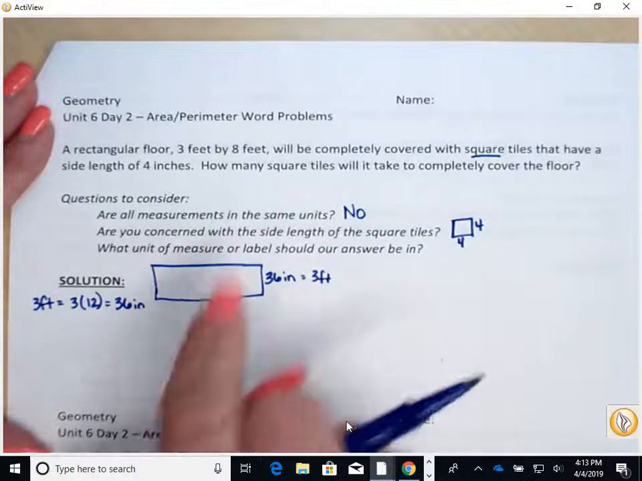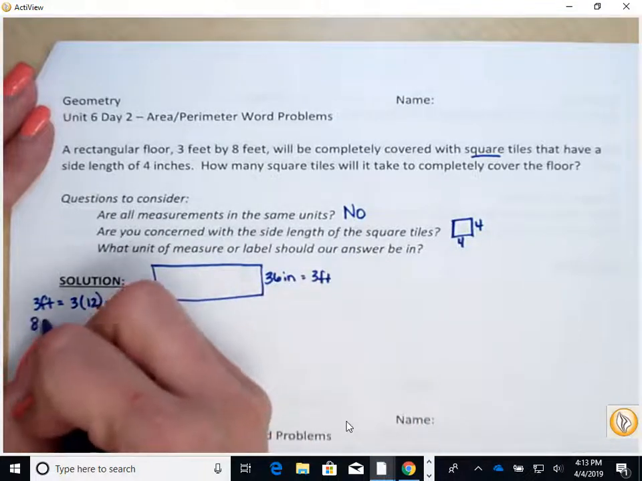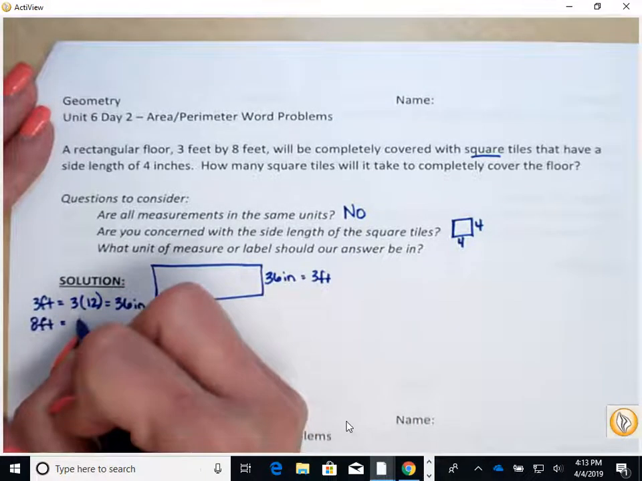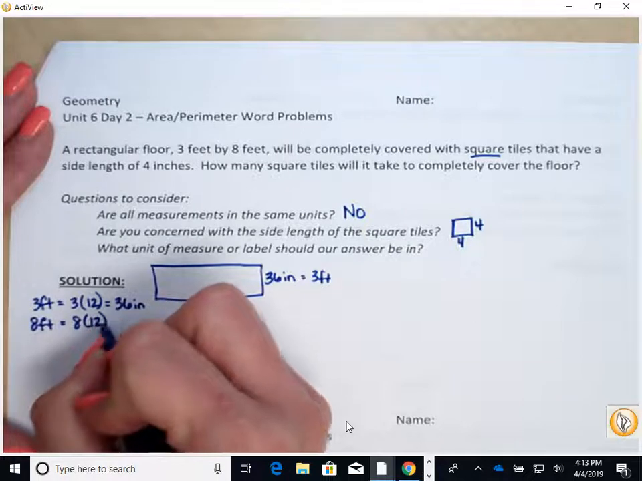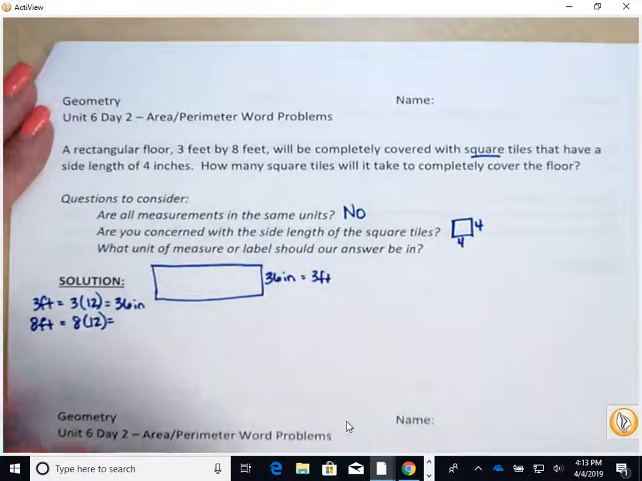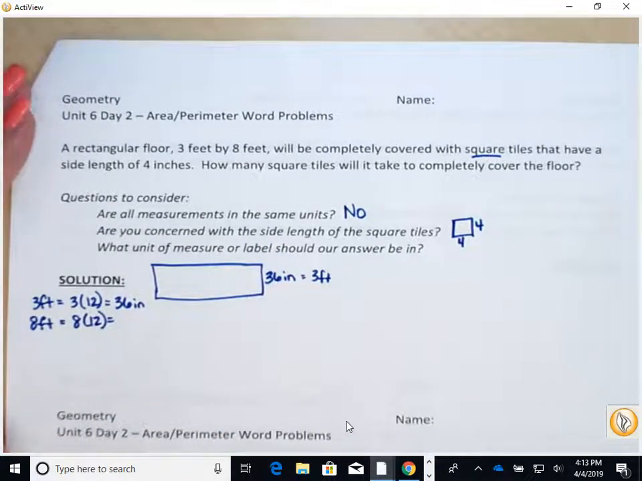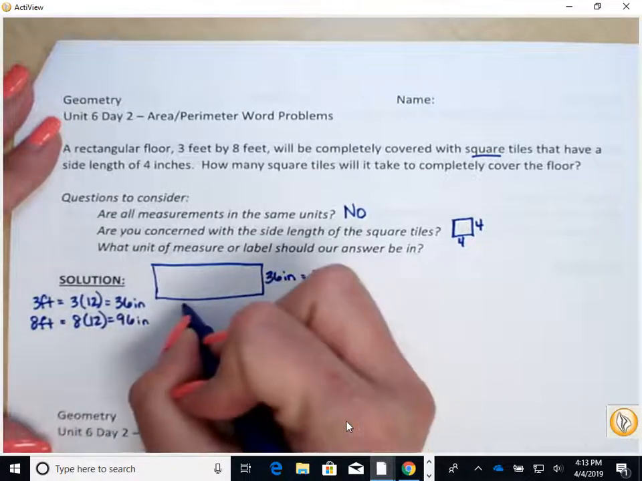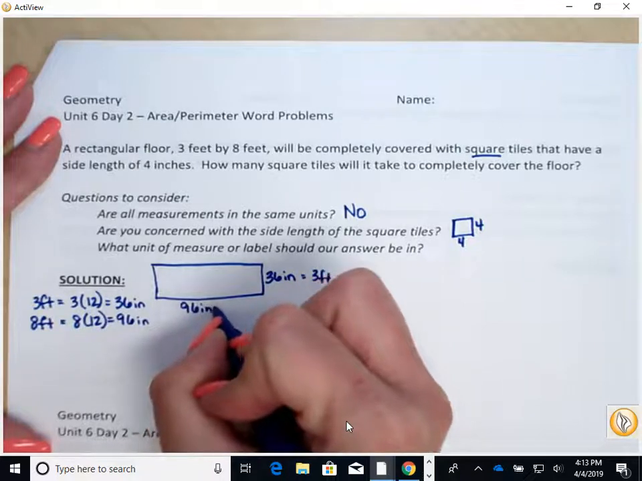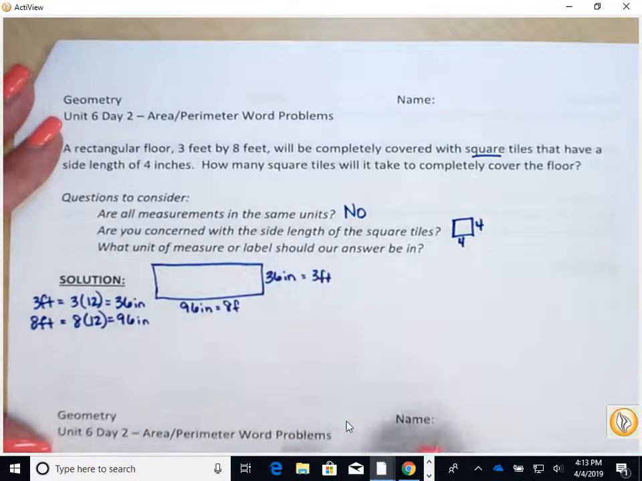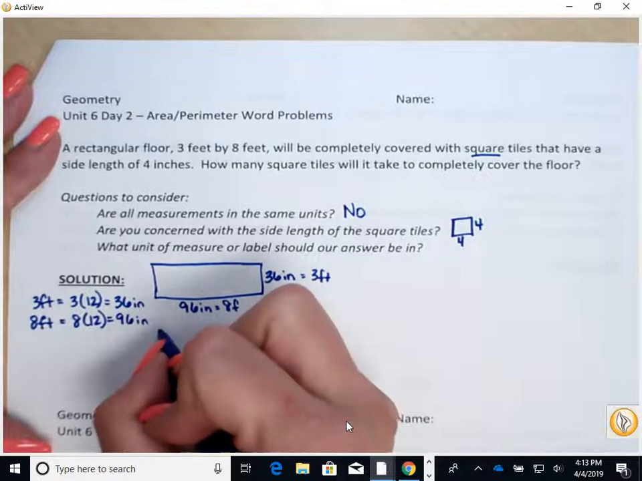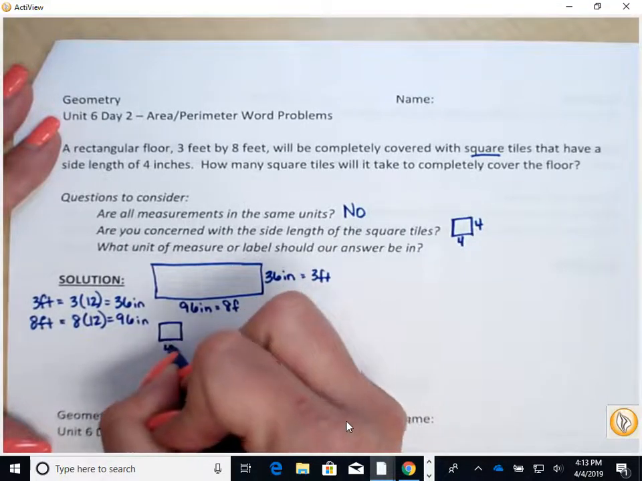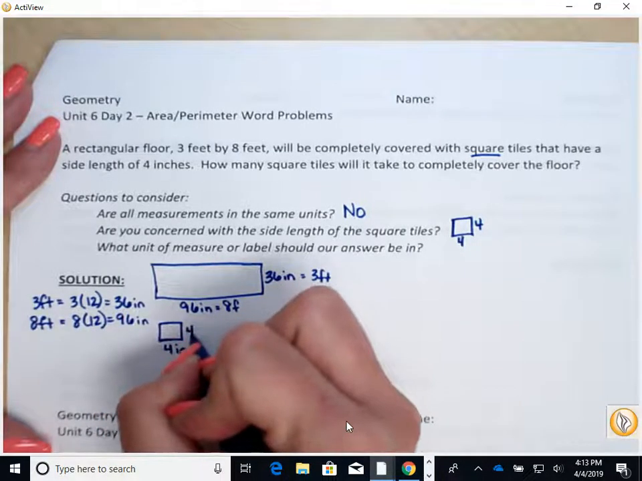And then the other side was 8 feet. 8 feet, I just take 8 times 12 to get how many inches that would be. And off the top of my head, that gives me 96 inches. So this side is 96 inches, which was the same as 8 feet. All right, so we've got those in inches. And then we've got our tile, which is 4 inches by 4 inches.